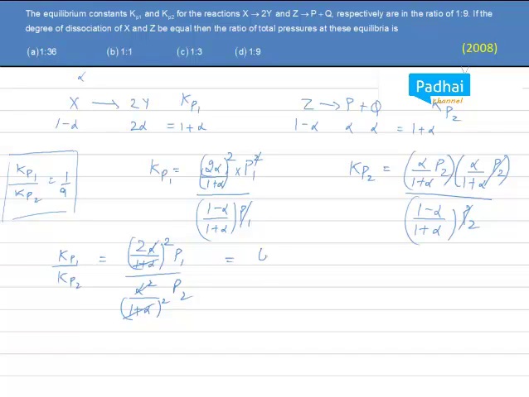So this will be equal to 4P1 divided by P2, which is equal to 1 upon 9, right? What is the ratio of the total pressures? That means we have to calculate the value of P1 by P2. This will be 1 upon 36. So that means option A is correct.